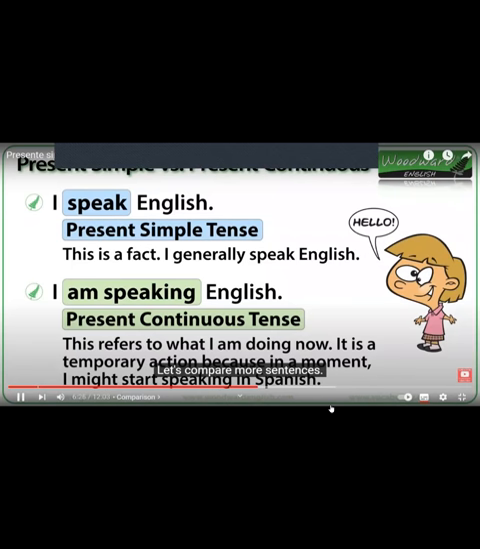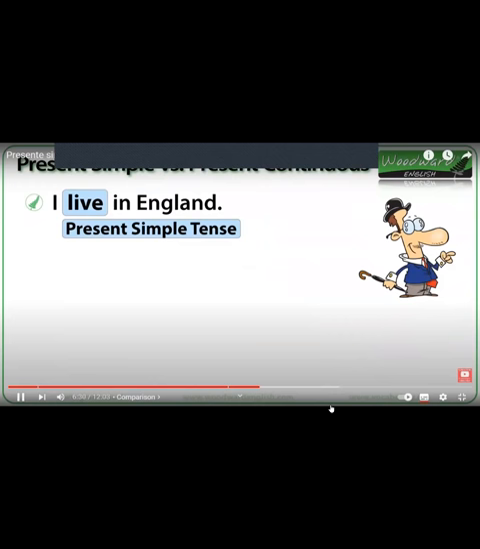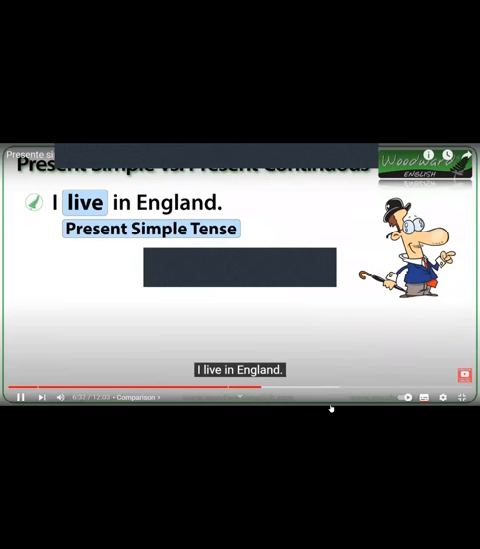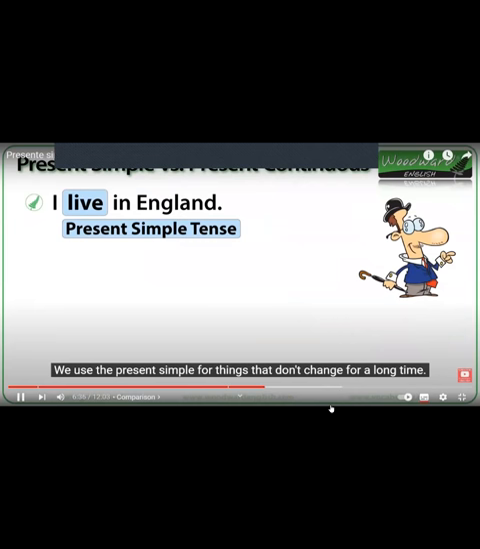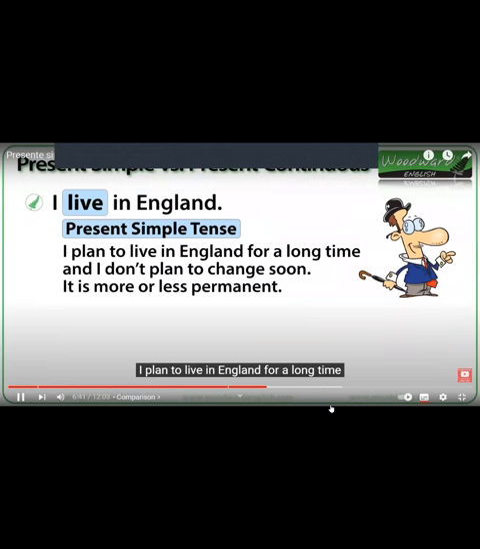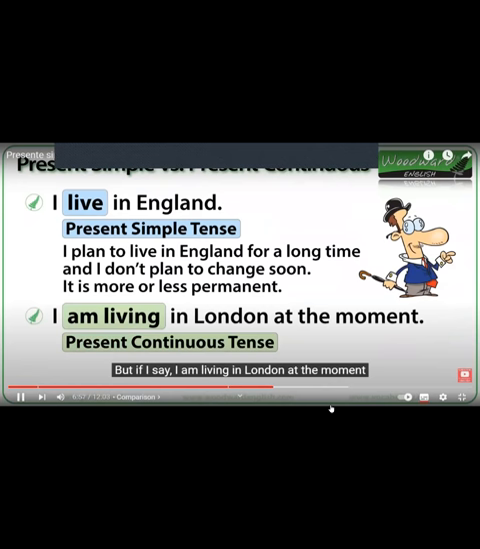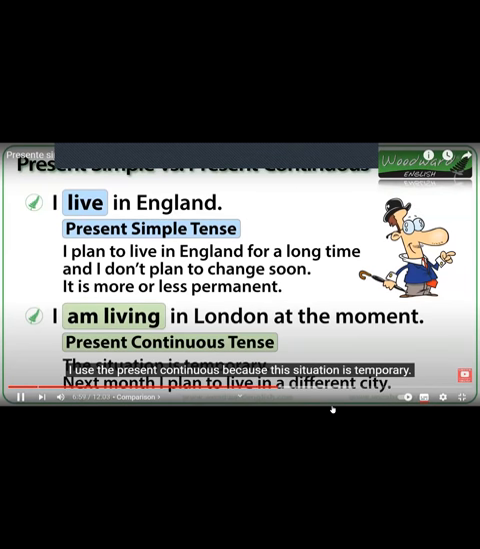Let's compare more sentences. I live in England. We use the present simple for things that don't change for a long time. I plan to live in England for a long time, and I don't plan to change soon. It is more or less permanent. But if I say, I am living in London at the moment, I use the present continuous because this situation is temporary. Next month, I plan to live in a different city.